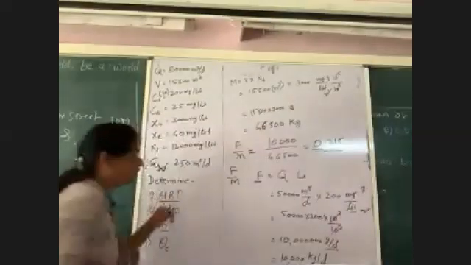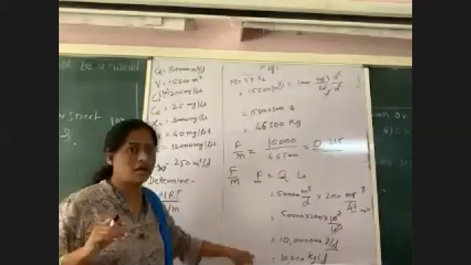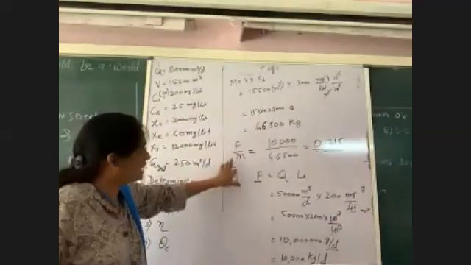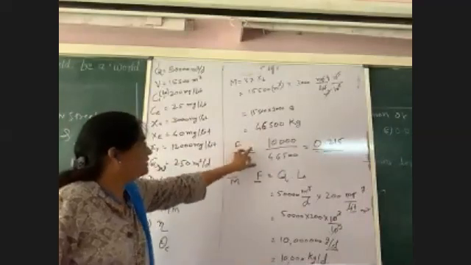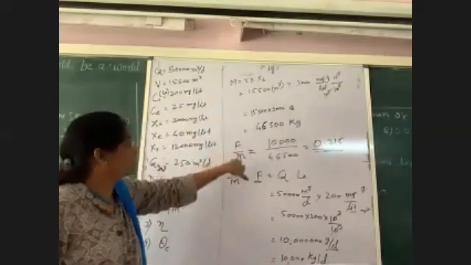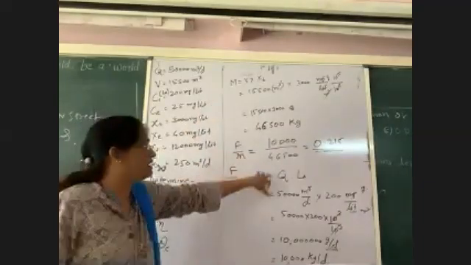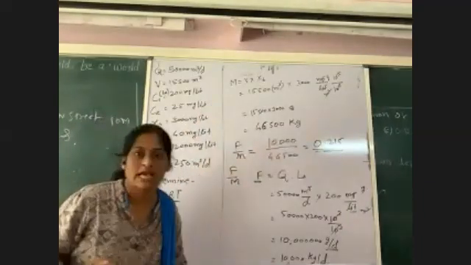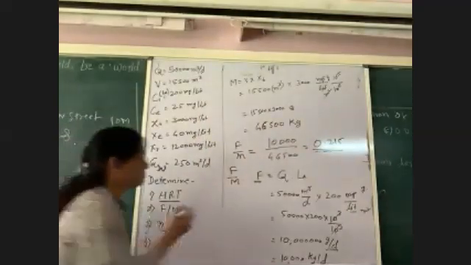So for understanding purpose, how the unit conversion is done, I have written in this manner separately. Otherwise, directly also you can put F as Q into LA upon M as V into XT, directly the formula, and then putting the values and then the final answer. Okay, so please complete up to this part.